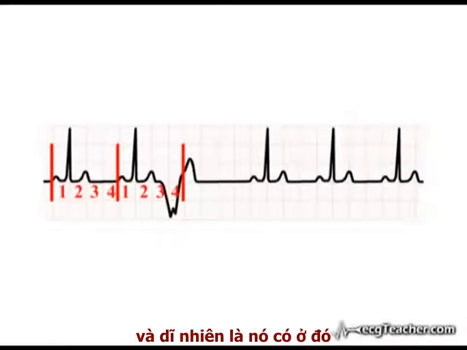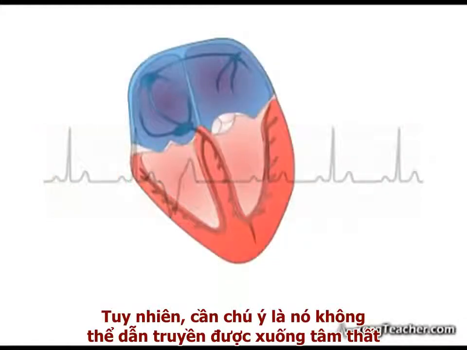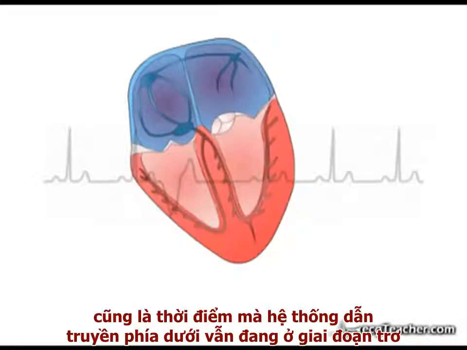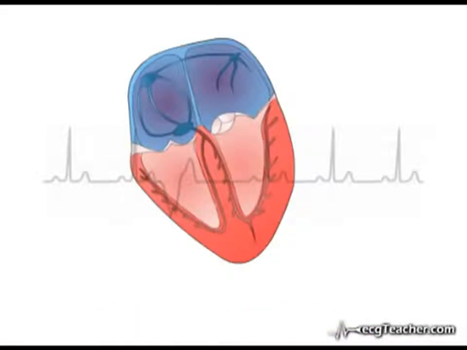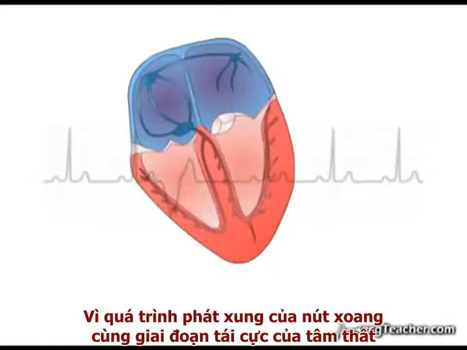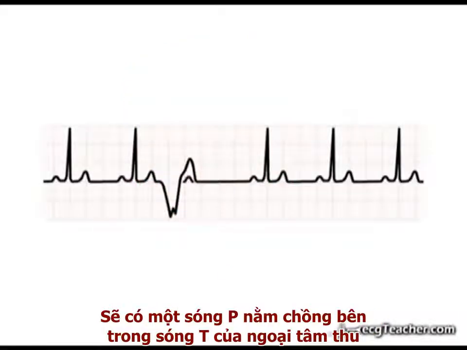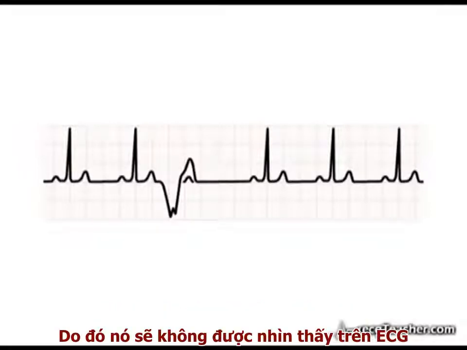Indeed it did. However, note that it was not transmitted into the ventricles, as it arrived at the junctional region at a time when the conducting system was still refractory to transmission. Also, in this particular example, as the sinus discharge occurred during ventricular repolarization, it is buried within the T wave associated with the ectopic and is not visible on the ECG readout.